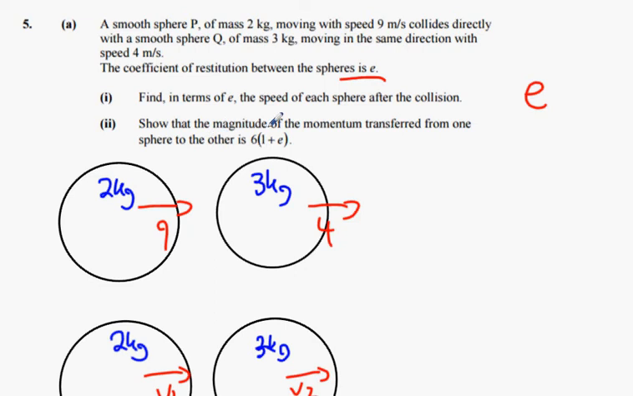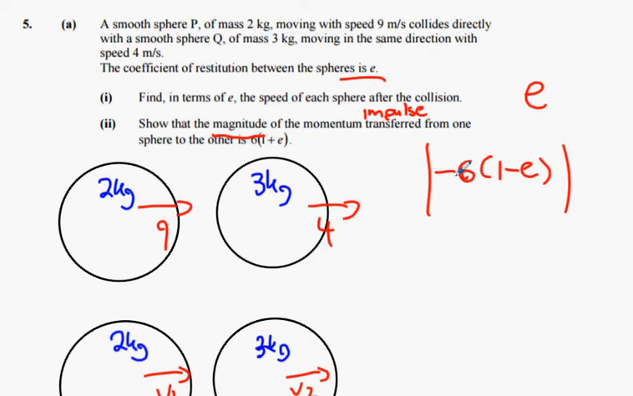Show that the magnitude of the momentum transferred. Anybody remember a different word for that? Well done. Somebody's done a small bit of revision there. So it's the impulse, the change in momentum. Transfer from one sphere to the other is 6 bracket 1 plus E. The magnitude is another key word there. What does magnitude mean? If I had the minus version of that, is it still the same answer?